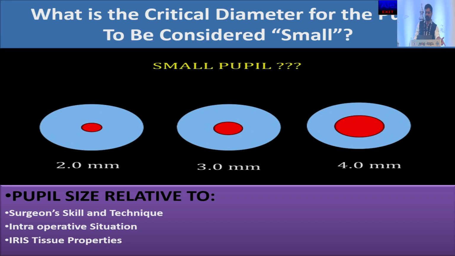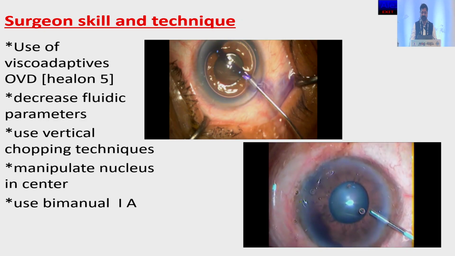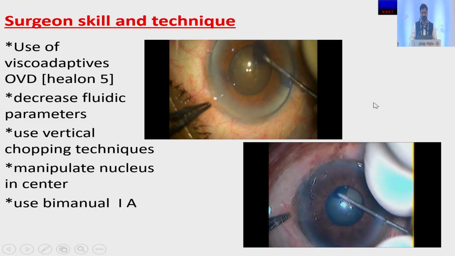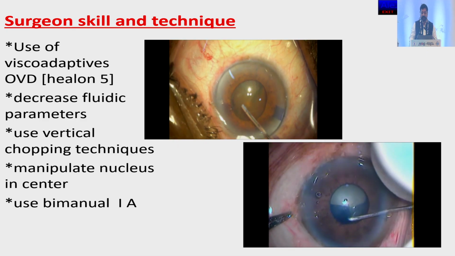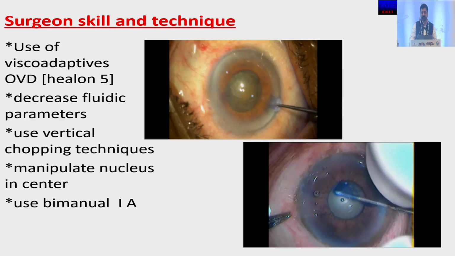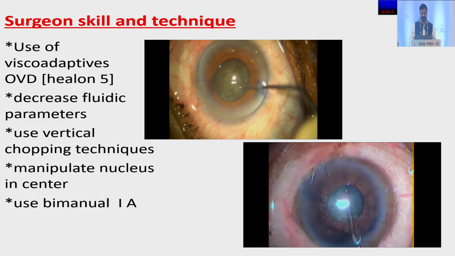What is the critical diameter for a pupil to be called small? Even you can do it in 2 millimeter, 3 millimeter, 4 millimeter. The pupil size relates to the surgeon's skill and technical skills, intraoperative situations, and iris tissue properties. See, even this is without using any pupil expansion device or hooks. Use good OVD. Here I suggest decreasing the fluidic parameters, because sometimes if the parameter is more, the iris will come through the main port or side port incision.